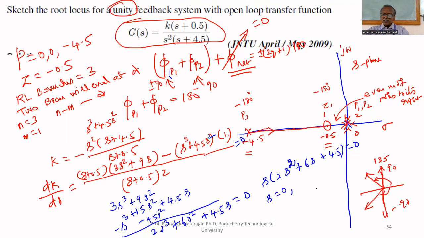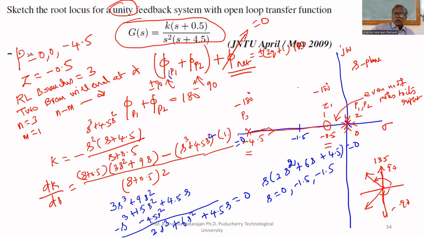minus 1.5, comma minus, again 1.5. So minus is minus. Yes, 0 is a repeated root. 2 poles at that point, 0 is a repeated root. One more repeated root is at minus 1.5. So there is a breakaway point. So the root locus coming out of these 2 poles reaches this point. That's why there is a repeated pole.